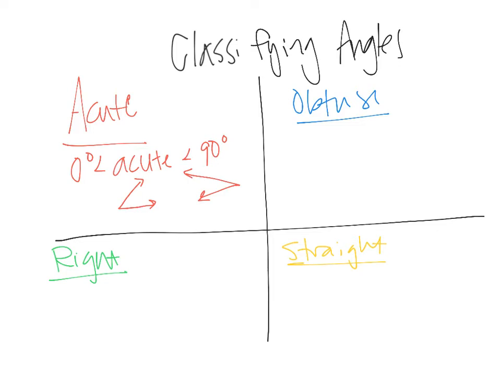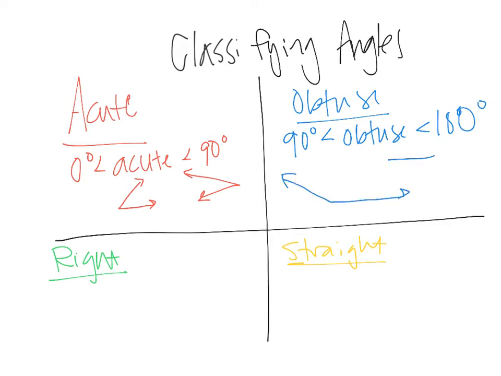An obtuse angle is going to be an angle that is large. So it is between 90 degrees and 180 degrees. Has to be smaller than 180. Has to be larger than 90. So they usually look something like this. And again, we can turn those however we want to. But that's what our obtuse angles would look like.